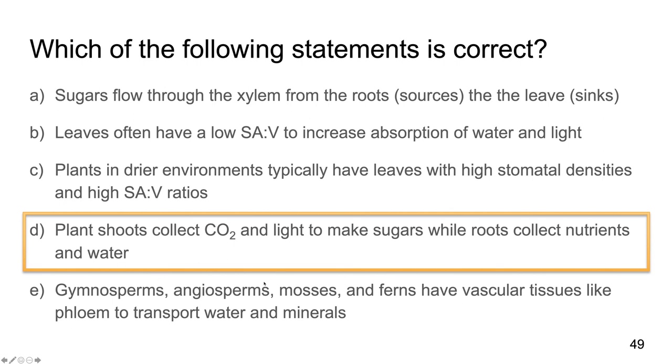And gymnosperms, angiosperms, mosses, and ferns have vascular tissues. That's false. Mosses are non-vascular plants. They do not have vascular tissues. And this says that the phloem transports water and minerals. This is false. It's the xylem that typically transports water and minerals, not the phloem, which is involved in transporting sugars.